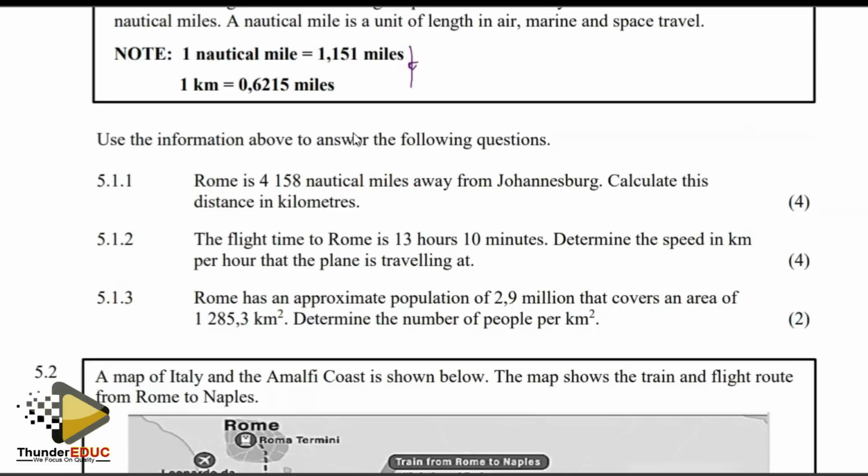Rome is 4,158 nautical miles away from Johannesburg. Calculate the distance in kilometers. What are you going to do? They have already told you that a nautical mile equals 1.151 miles. So simply, you're going to multiply by 1.151. Then the answer you get will be in miles.